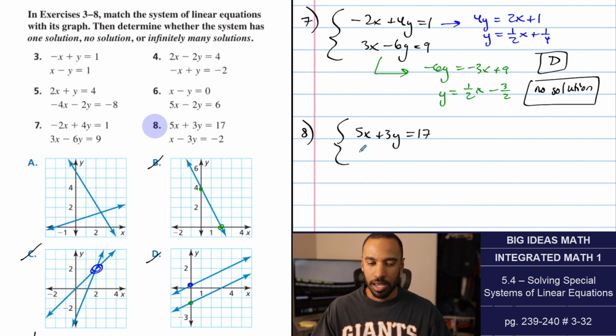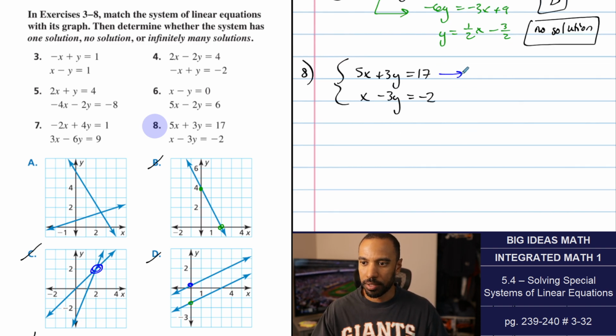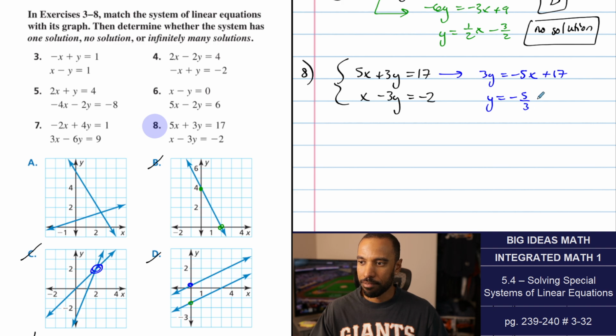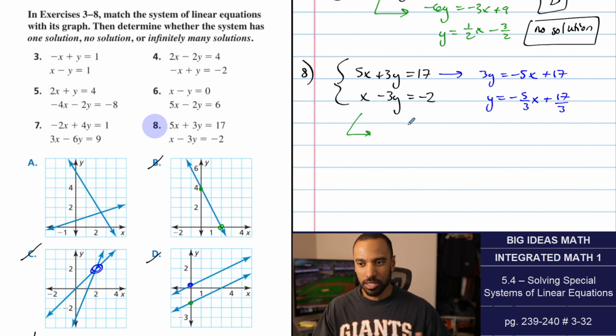Because I will get fractional y-intercepts that I would otherwise not prefer to look at out of standard form. So with this one, subtract 5x from both sides and divide by 3. Negative 5/3 x plus 17/3. Still not the biggest fan, right? Still get fractions, but we can still play with it. The slope's the same, things like that.